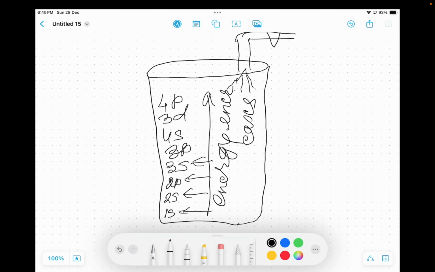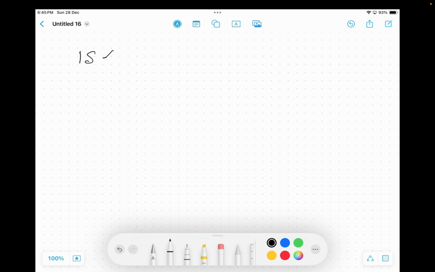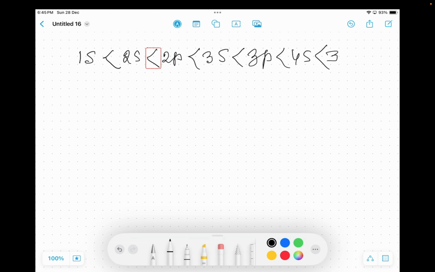The same order you may also write like this: 1s has lower energy than 2s, 2s has lower energy than 2p, then 3s, then 3p, then 4s, then 3d, then 5s, and so on. You can write the energy order in many ways.